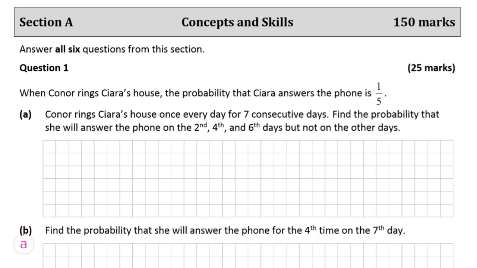So here's our question. We're told that when Connor rings Kira's house, the probability that she will answer is 1/5. And for part A, we're told that he rings the house for 7 consecutive days. We're going to find the probability that she will answer the phone on the 2nd, 4th and 6th day, but not on the other days.